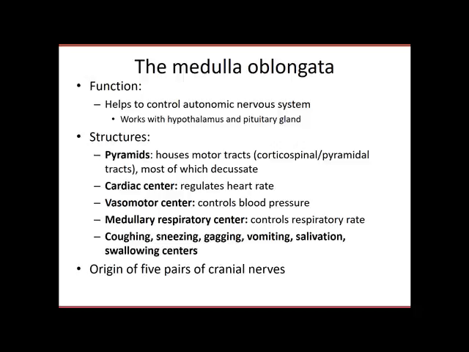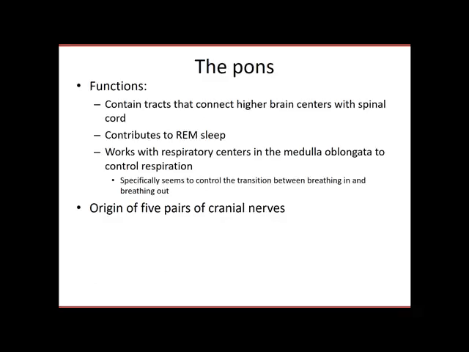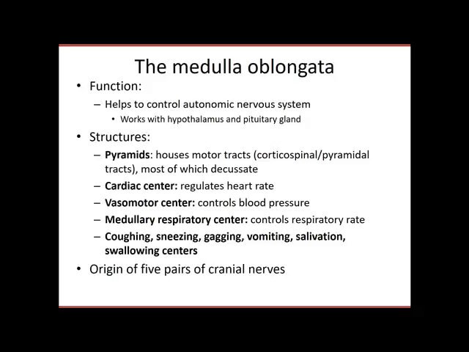The medulla oblongata also contains the medullary respiratory center. This helps to control respiration rate. Remember our pons controls the transition between breathing in and breathing out. This controls overall rate. And here's where we find all the centers for, again, coughing, sneezing, gagging, vomiting, salivation.